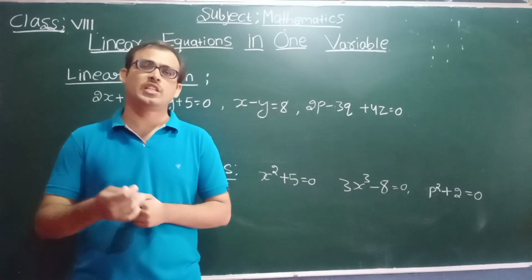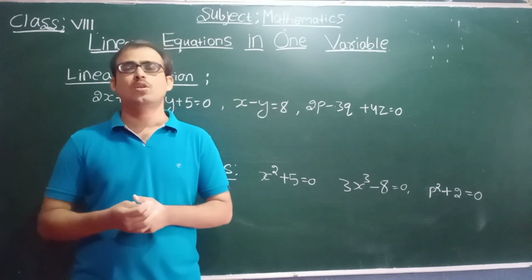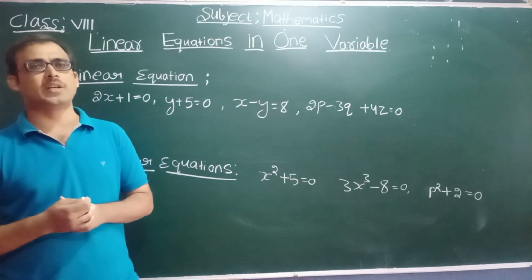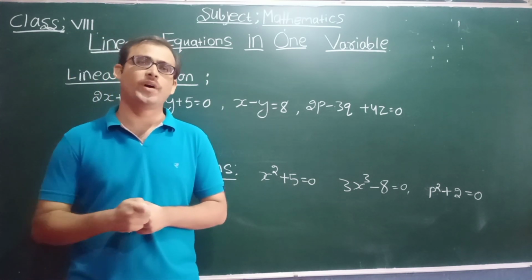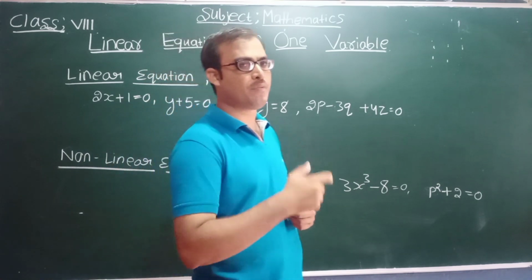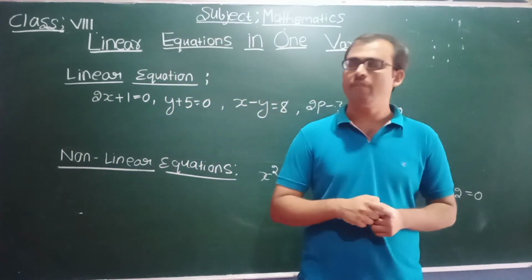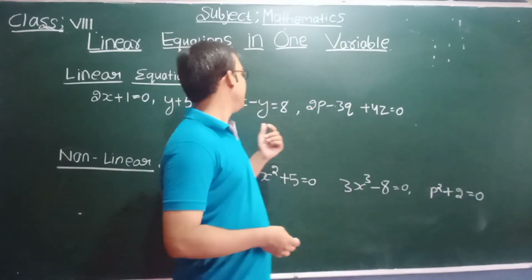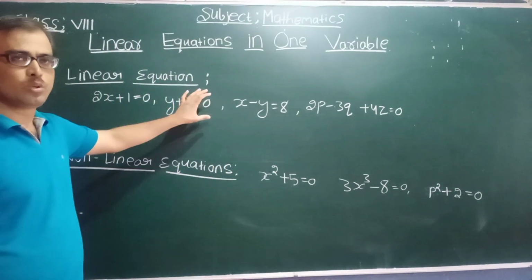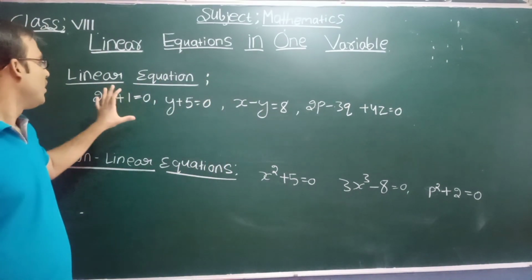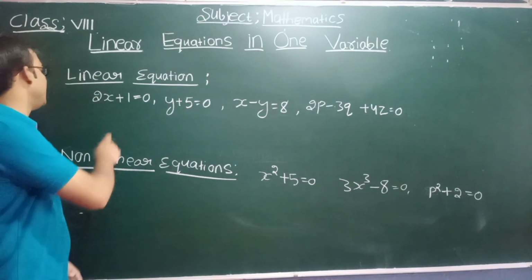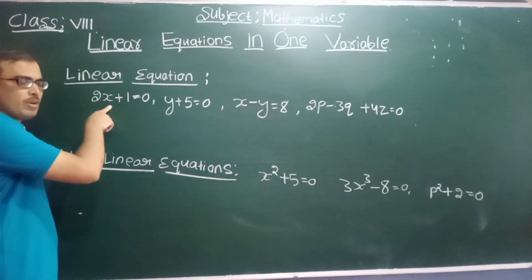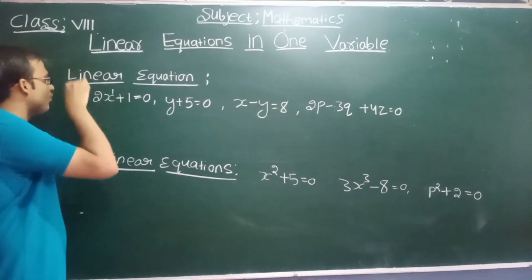Now we'll see what is meant by a linear equation. A linear equation is nothing but this: if the highest exponential power of the variable is 1, then we call that type of equation a linear equation. Look here, in each and every equation, don't worry about two variables or three variables. The only thing we are checking here is the degree of the variables. The highest exponential power of this variable is 1. Nothing is written, which means it is 1.